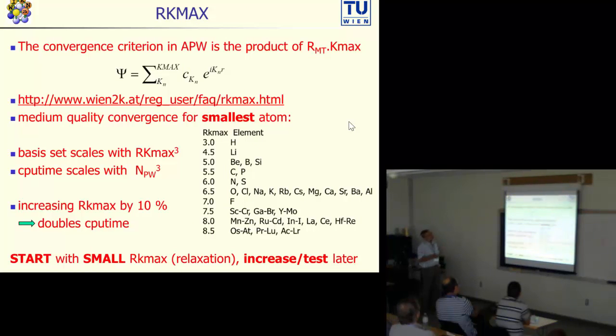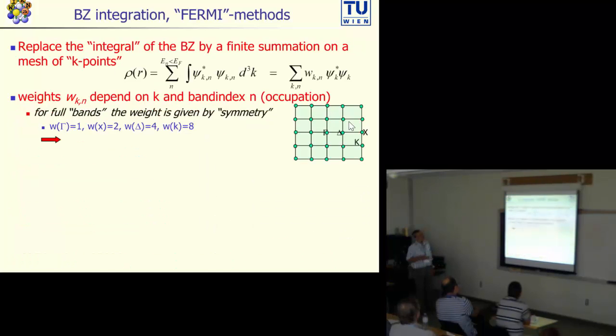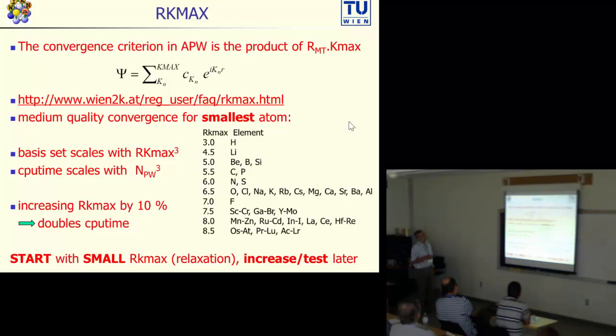I told you about this most important RKmax parameter here. That is the convergence criterion, and Kmax is, as I said, the maximum K value in a plane wave expansion of the wave function. So this Kn runs until Kmax is met, but the convergence is not Kmax, but it's the product of the smallest sphere size times Kmax, because it scales with this product, basically.